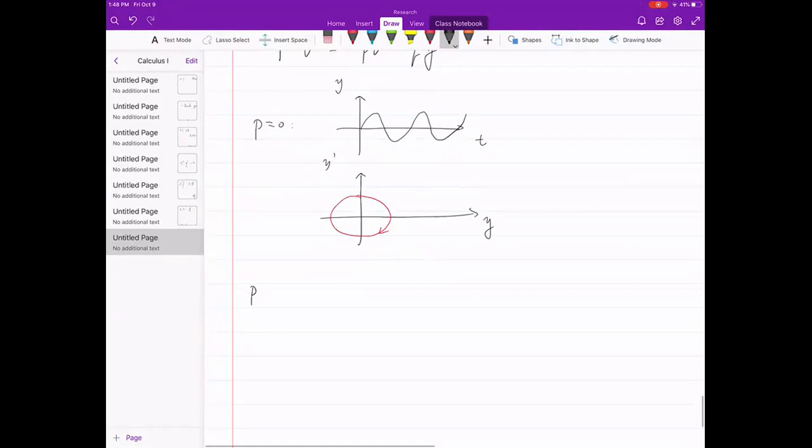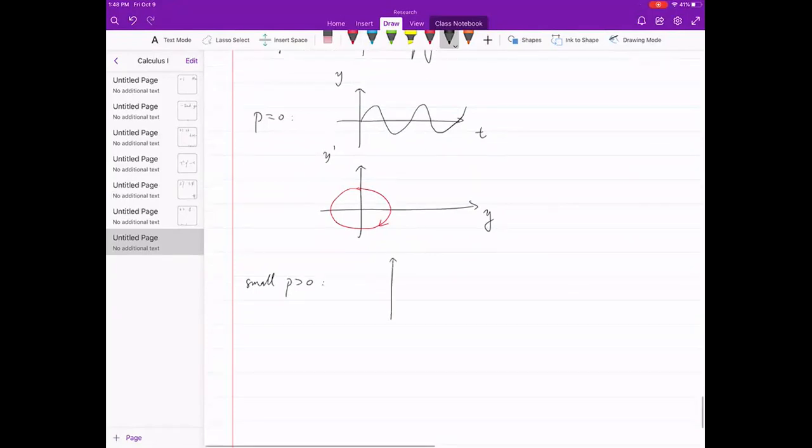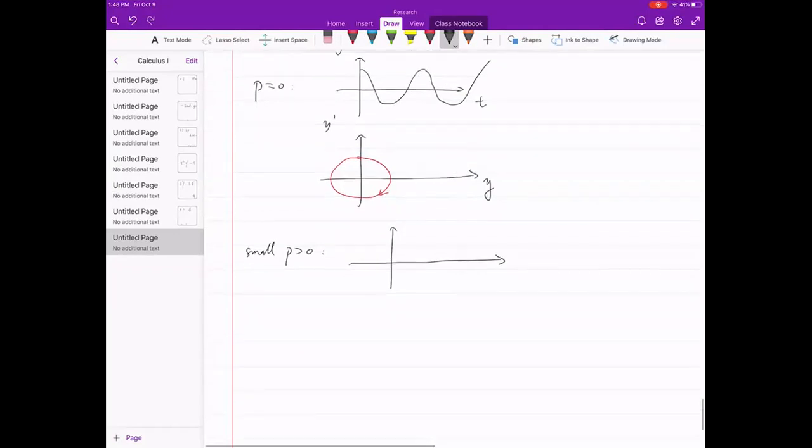Now P is bigger than 0, but small. Let's just do small p. Now you have friction. What's going to happen? What's going to happen is you start to shake. Actually, I shouldn't do this. I should do starting from something non-zero. Okay. For the second one, you should shake. But as time goes by, you should shake smaller and smaller and smaller, and eventually you stop. All your energy got absorbed.